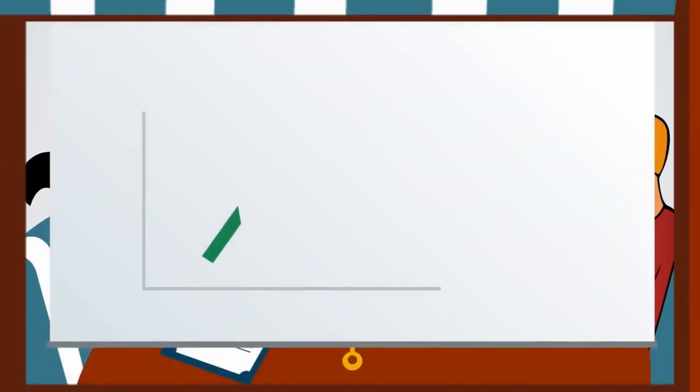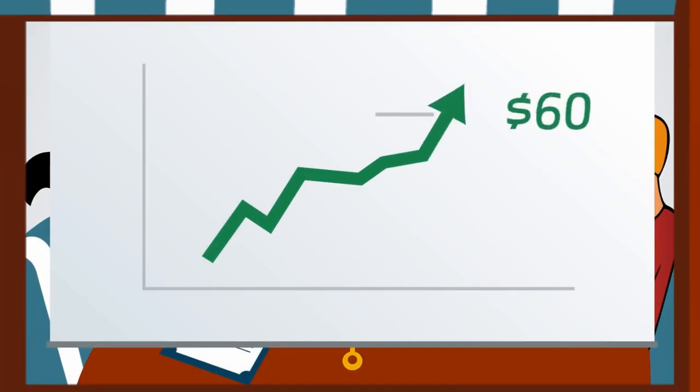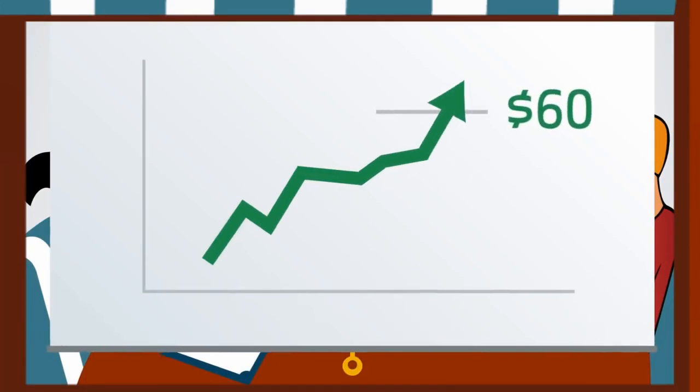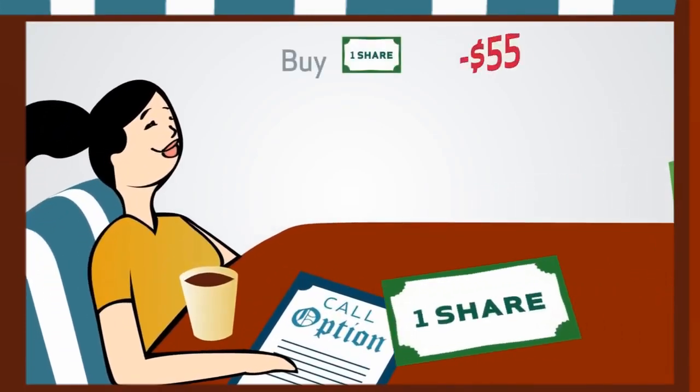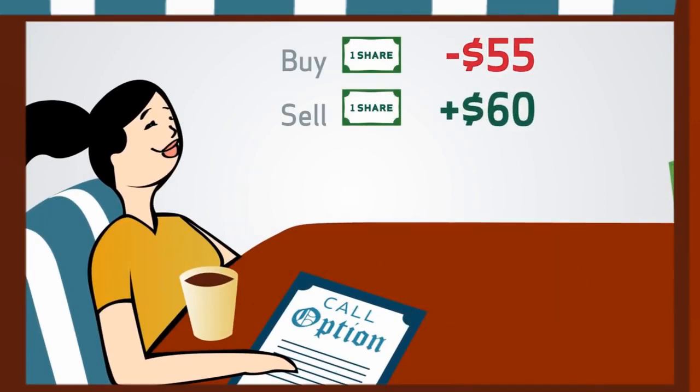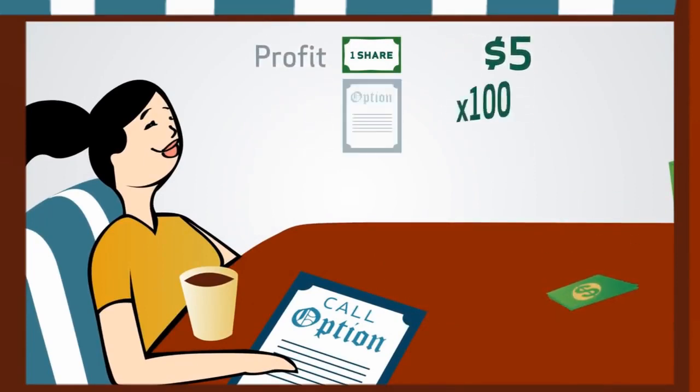Now, let's examine what could happen to this investment. Suppose our buyer's instincts were right, and Stone Curb stock is now selling at $60 a share. Remember, the call option gives the buyer the right to purchase shares of this stock for $55 a share. The buyer could exercise the call and purchase 100 shares for $55 each, and then sell them at market value for $60 each, making a profit of $5 per share, not including commissions.